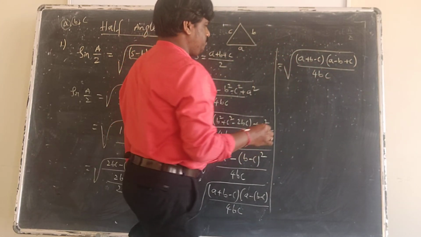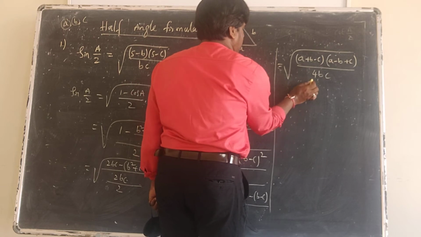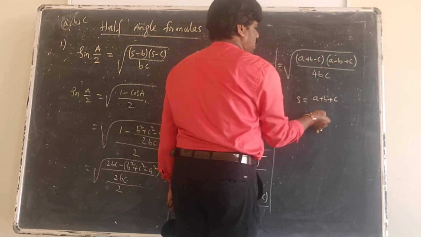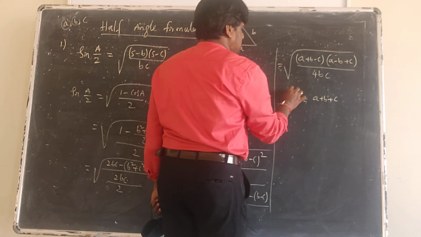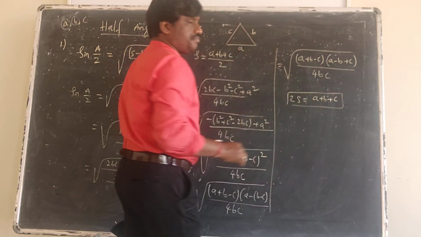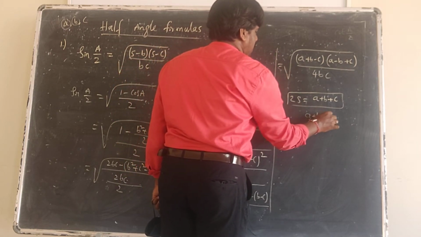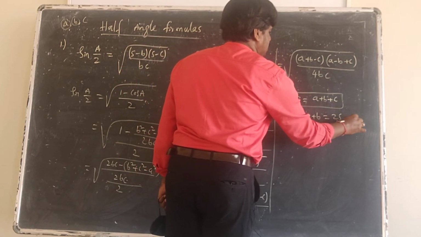You know that S is equal to A plus B plus C divided by 2. So 2S is equal to A plus B plus C. So A plus B, what can I write here? A plus B I can write as 2S minus C.